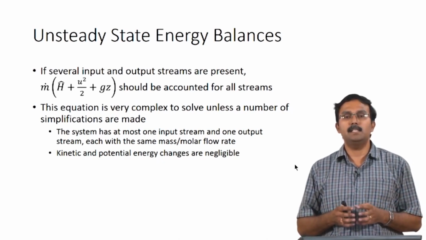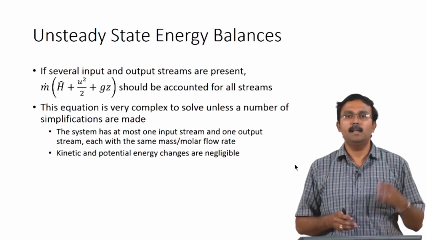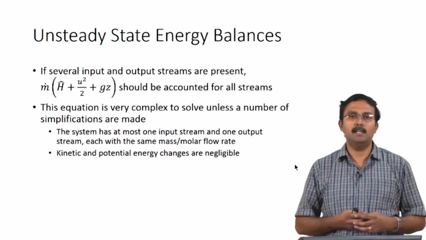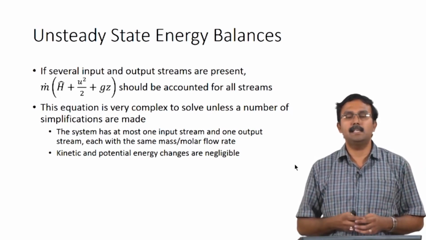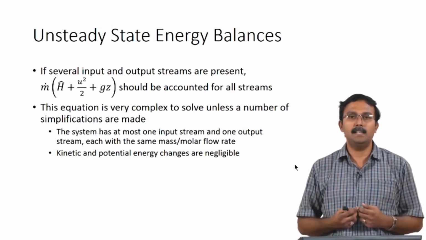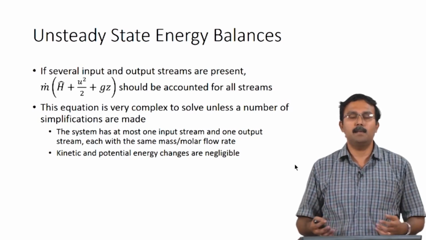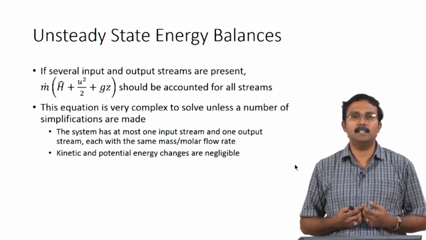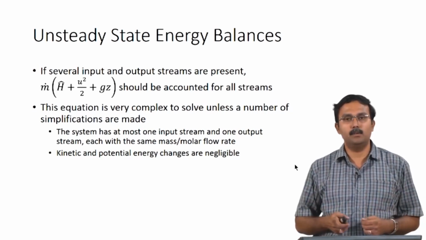Kinetic and potential energy changes have to be negligible. This is a very reasonable assumption to make. In the earlier lectures we have actually done this exercise where we calculated the change in enthalpy and change in internal energy, change in kinetic energy and potential energy, and compared these values. Usually they are much smaller for most chemical processes compared to the change in enthalpy. So, the kinetic and potential energy terms can be ignored.